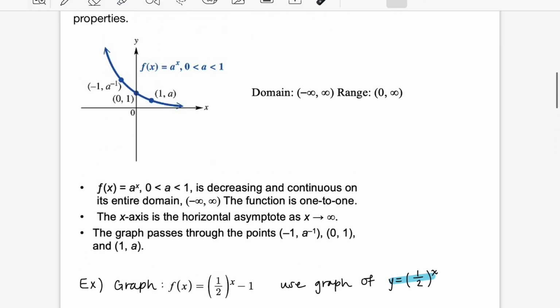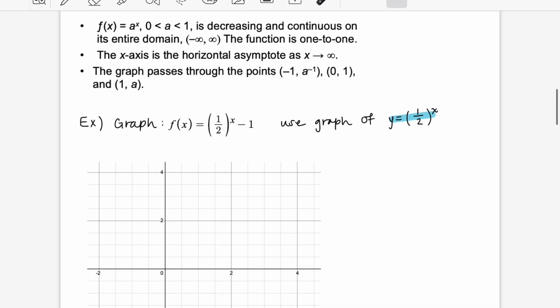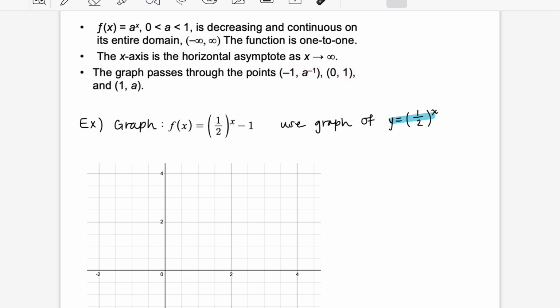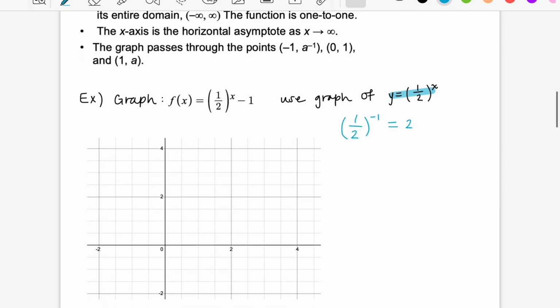Now, using all of the information we see above for a function of this form here, we know that the x-axis is going to be a horizontal asymptote, and our graph is going to have somewhat of this shape here. It'll pass through these points. We'll start with the first point, -1 comma a to the -1. Well, in this case, our a is 1/2. So 1/2 to the -1, just the reciprocal of this guy, will be 2. So our point will be -1 comma 2.